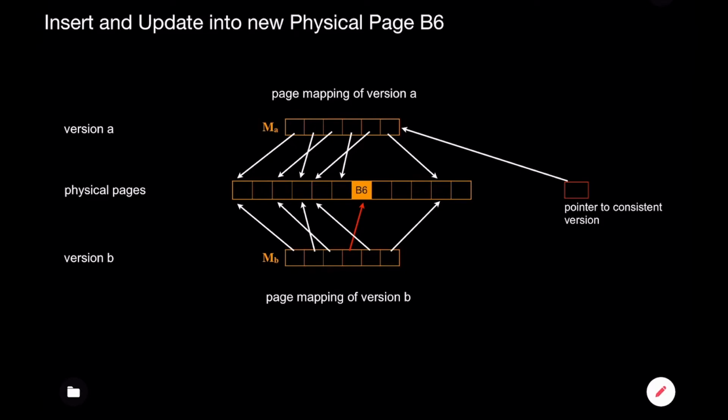But now what happens if you want to change it again? Assume this process that created that page 6 wants to change that page again. What happens? Maybe there's someone in the back row.